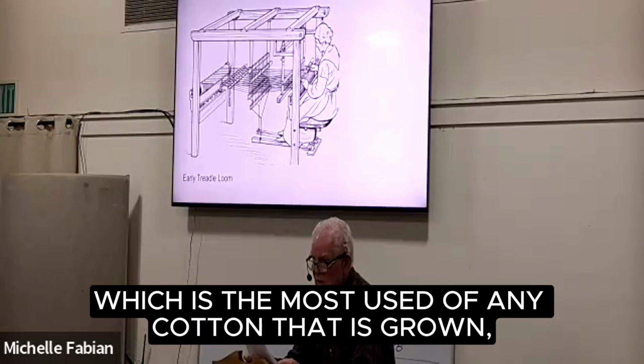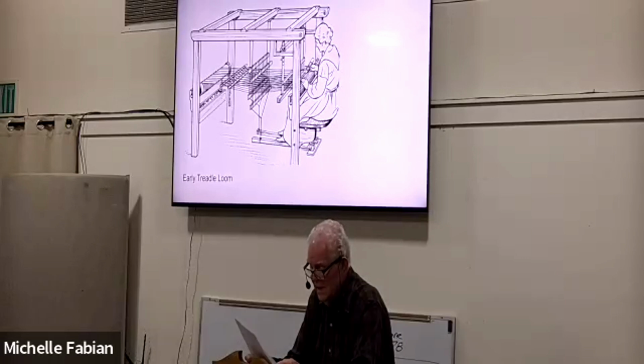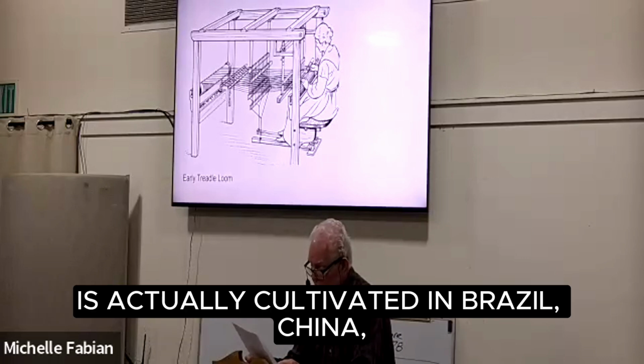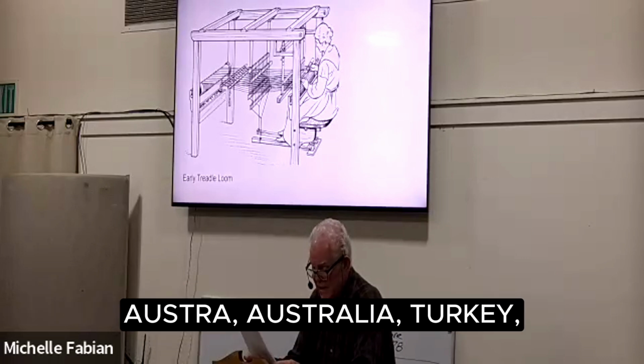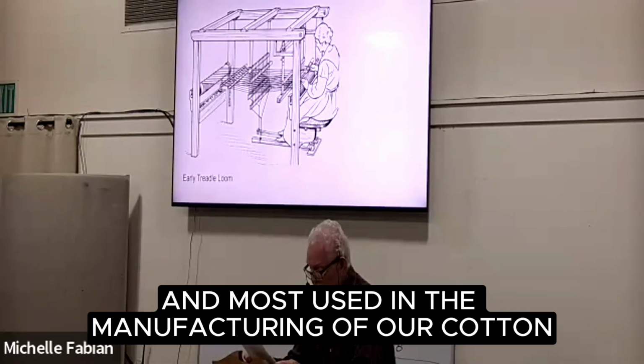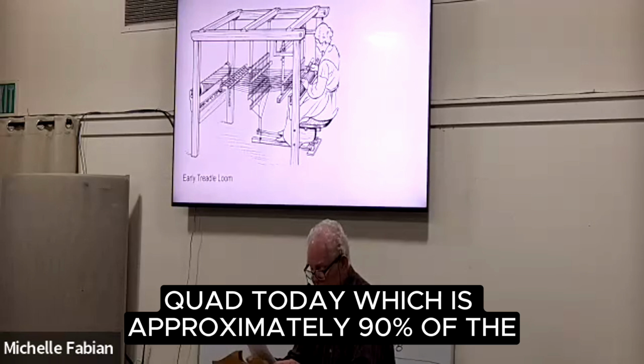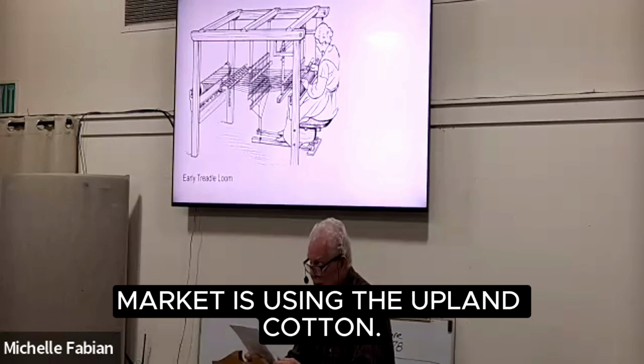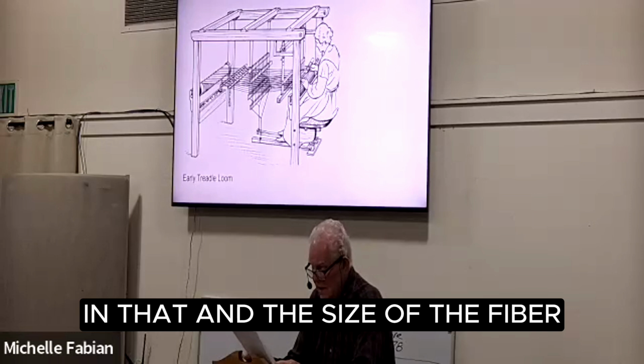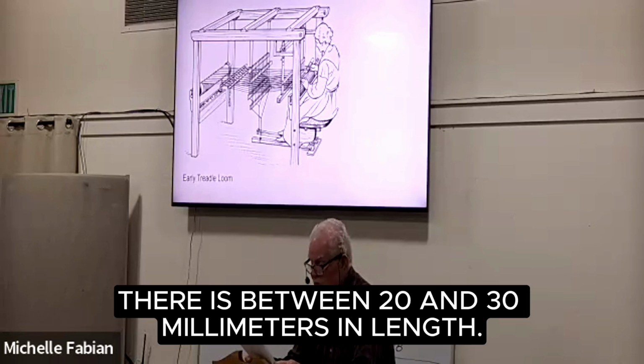Upland cotton, which is the most used of any cotton that is grown, is cultivated in Brazil, China, Australia, Turkey, and Pakistan. It is most used in the manufacturing of our cotton cloth today, approximately 90% of the market. The size of the fiber there is between 20 and 30 millimeters in length.